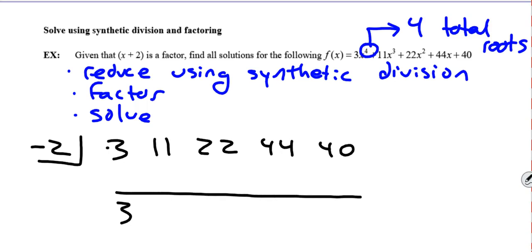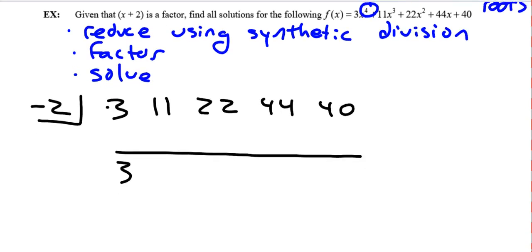Okay. Now, I'm telling you that x plus 2 is a factor. So that means you should get 0 here. Okay, if you don't, you did something wrong. All right, if x plus 2 is a factor, I should get 0 for the remainder. All right, so let's go through our process.